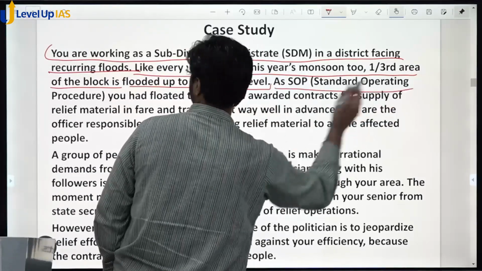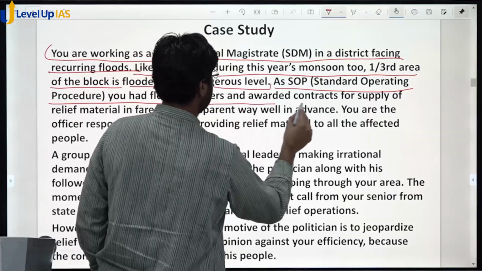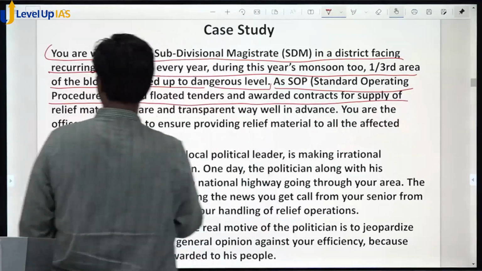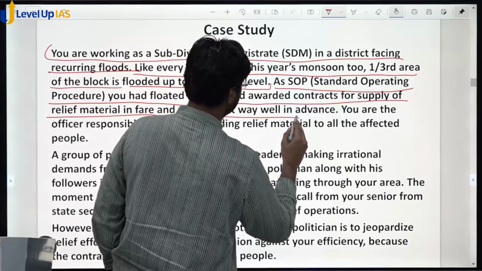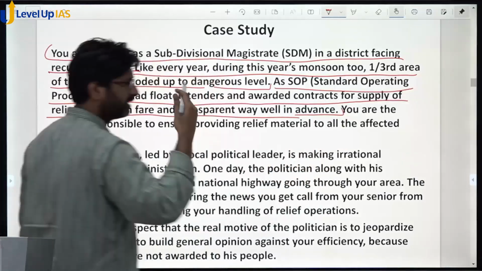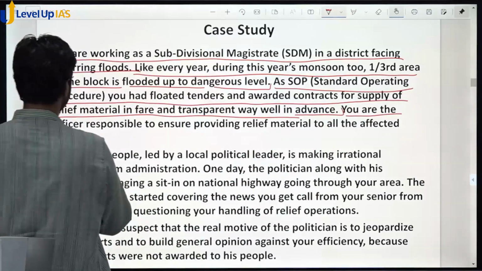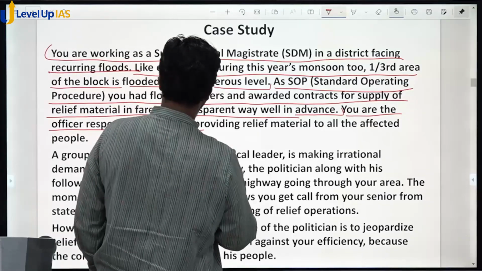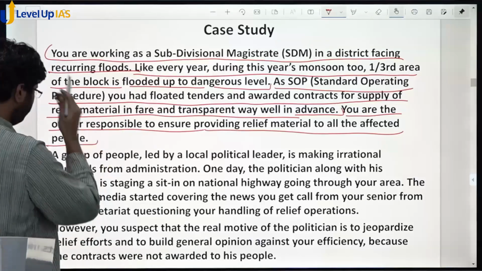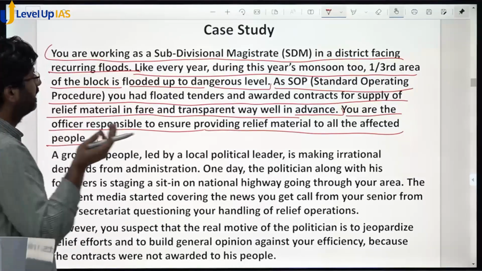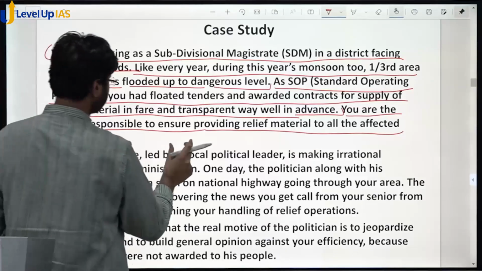As standard operating procedure, you had floated tenders and awarded contracts for supply of the relief material in a fair and transparent way, well in advance, because recurring floods happen, so planning is done beforehand. Now, you are the officer responsible to ensure providing relief material to all the affected people. Obviously, you are the SDM, so a big responsibility lies with you there. Okay.